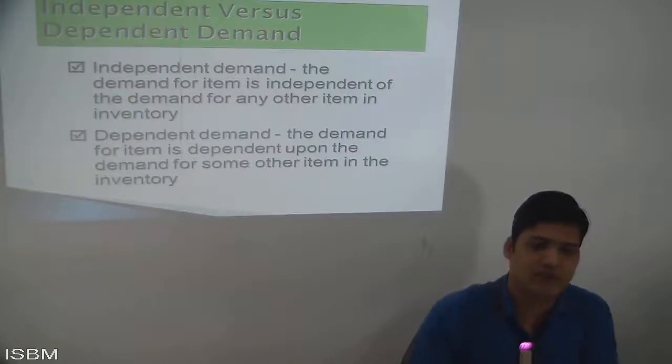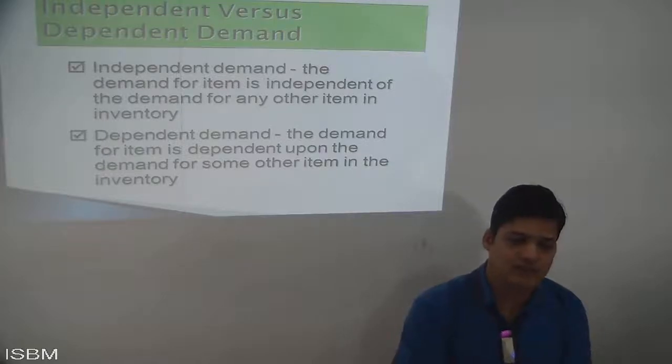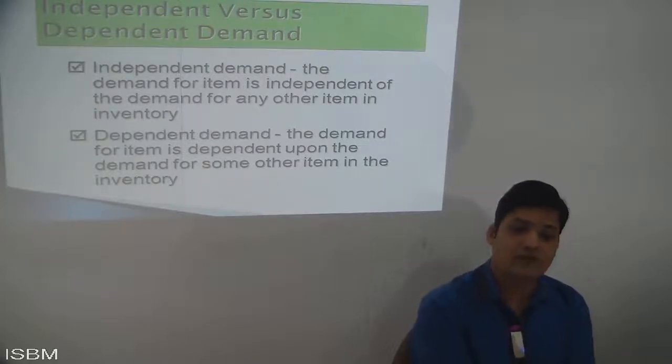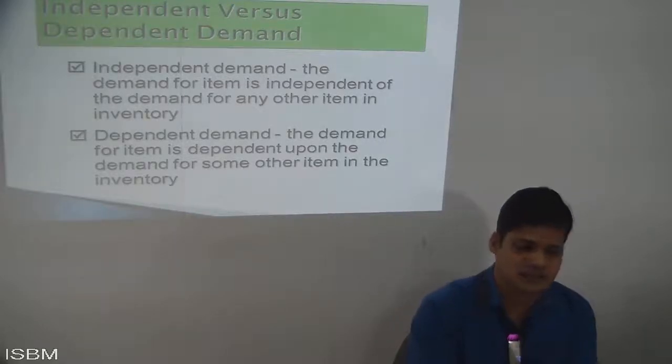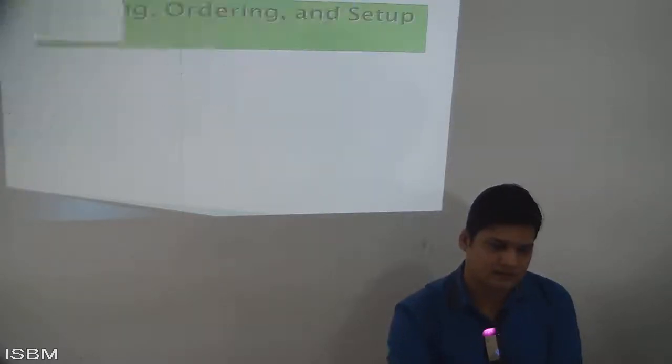Independent versus dependent demand. What exactly is independent demand? The demand for an item is independent of the demand for other items in inventory, which means it is not dependent on other things. Dependent demand is where the demand for an item depends upon the demand for some other item of the inventory.